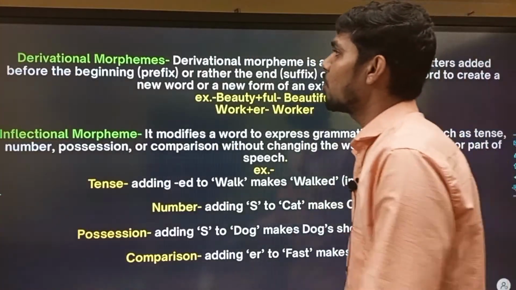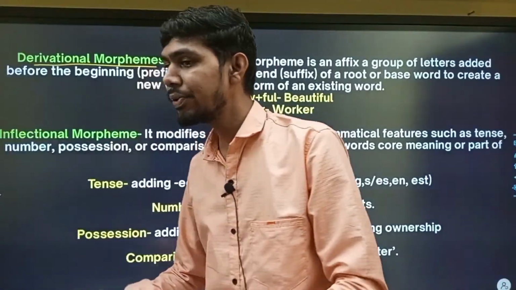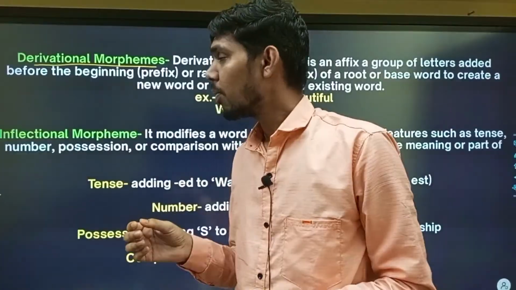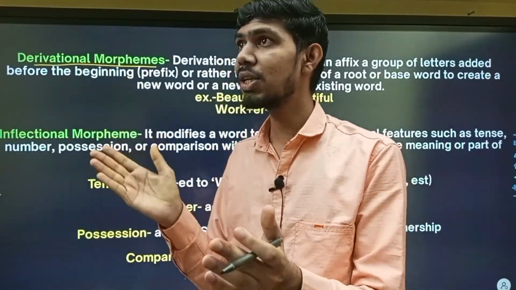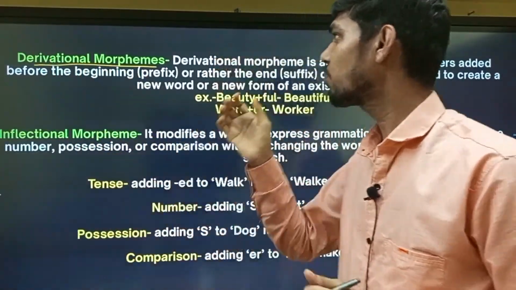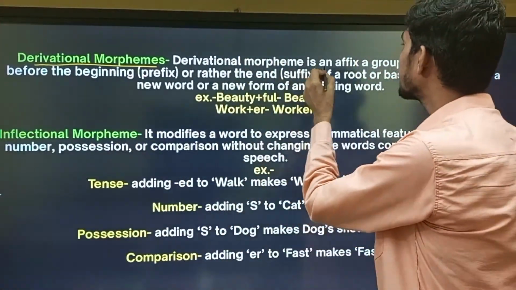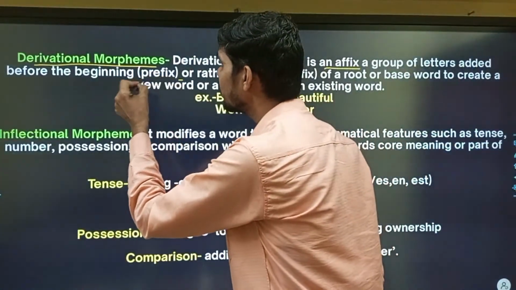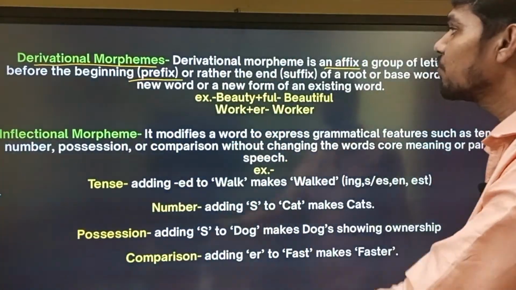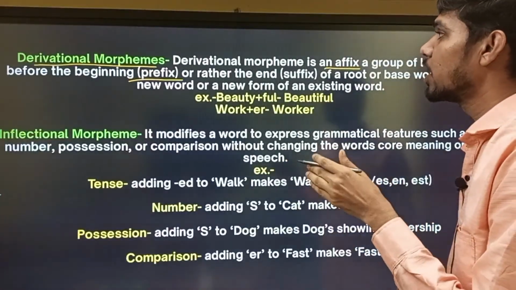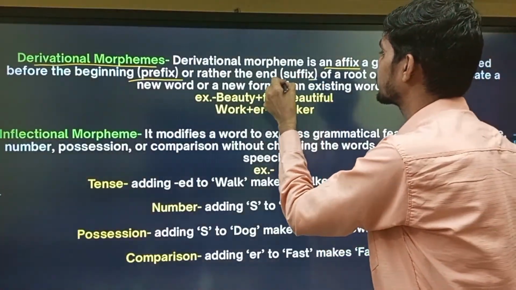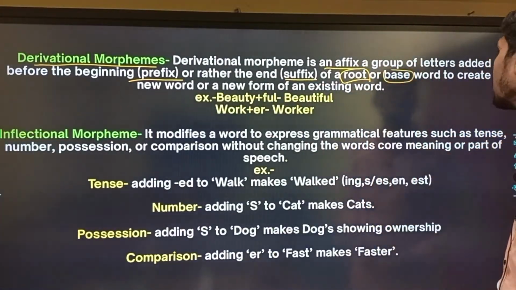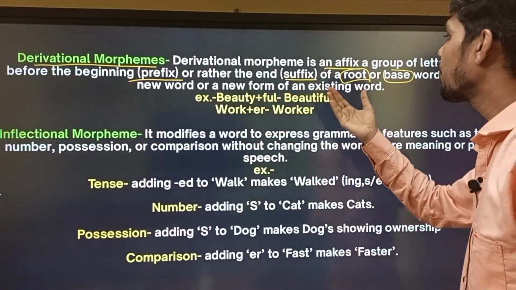Okay, here is the derivational morpheme. What does derivational mean? We can derive some word, we can originate some word, right? So by adding something, this derivational morpheme can change the form of a word. A derivational morpheme is an affix, a group of letters added before the beginning of the word, which is called a prefix. And if we add it at the end of the word, it is called a suffix. It is added to the root or base morpheme to create a new word or a new form of an existing word.